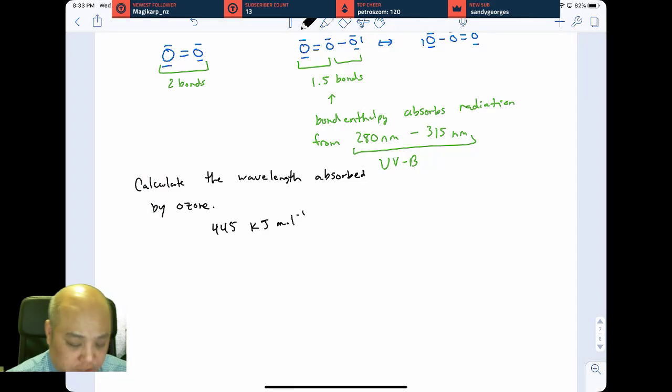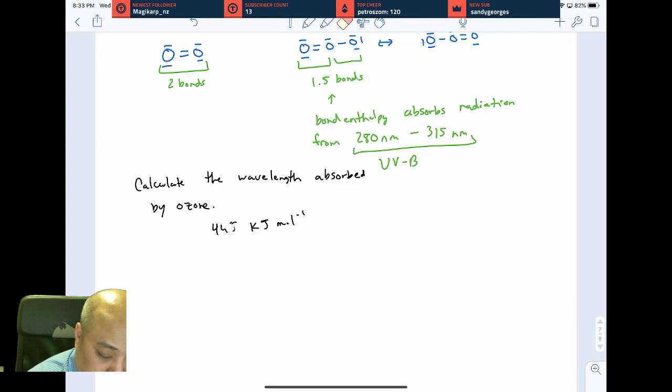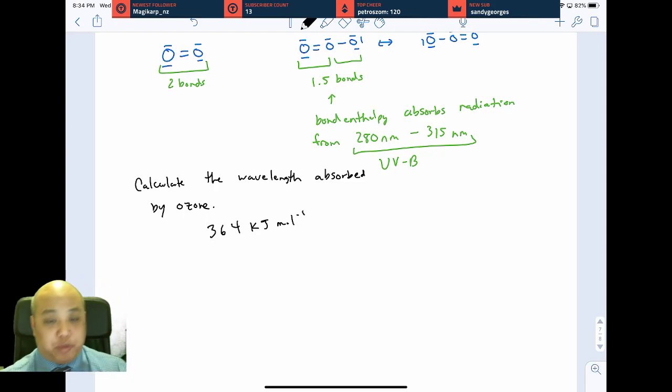I gotta double check my values here because that seems a little high. But I don't know if I have a source. No, see, it's 360. Okay, hold on. Sorry, my sources keep telling me different things, but 364 makes more sense because it's right in between a single bond and a double bond. So we're gonna go with 364.